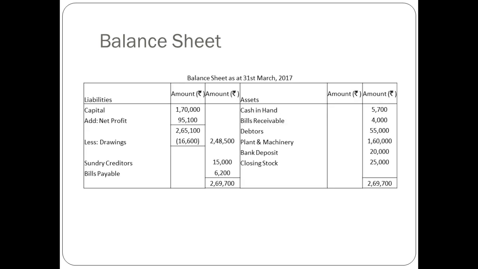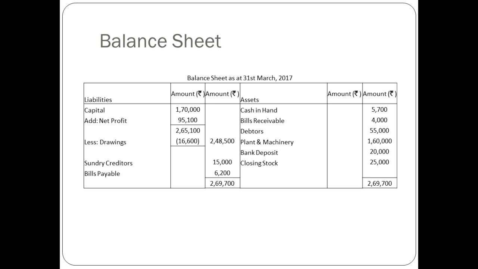Now after having identified the assets and liabilities along with capital and drawings, we simply post them in our balance sheet as it can be seen on the slide. The liability side begins with the capital of 1,70,000. To this the net profit of 95,100 is added to get a resultant figure of 2,65,100. To this drawings are subtracted whose value is 16,600 to get a net value of 2,40,500.